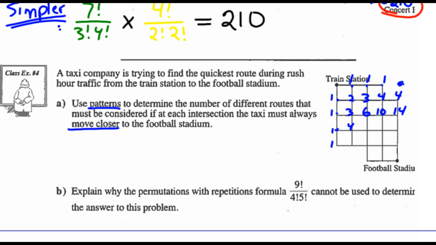1 plus 3 is 4. 4 and 6 is 10. 10 and 10 is 20. 20 and 14 is 34. And so on. 1 and 4 is 5. 5 and 10 is 15. 15 and 20 is 35. 35 and 34 is 69. Now, if you look at 15, there's nothing to meet the 15 that's coming down from the outside, so 15 comes straight down. Now we go 15 and 35 is 50. 50 and 69 is 119 routes from the train station to the football stadium.